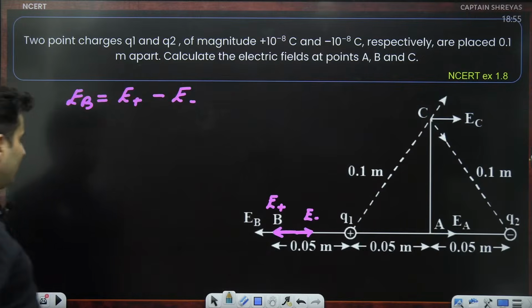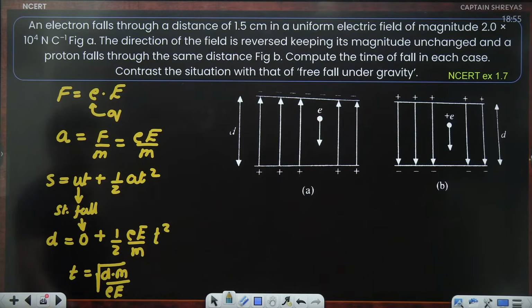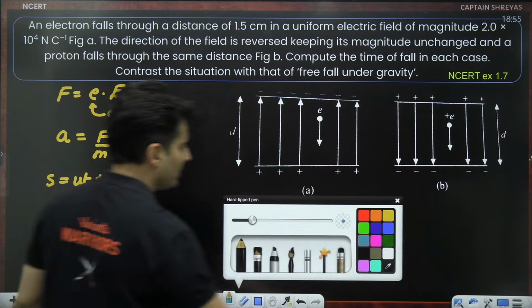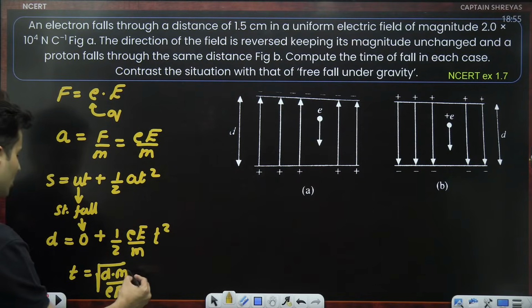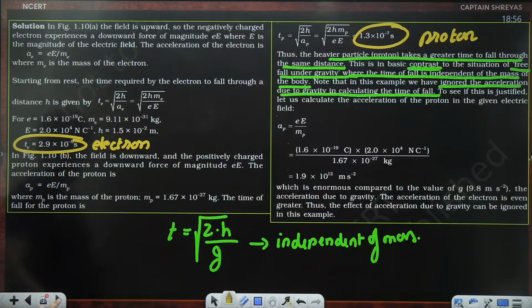We didn't consider half. Where? Oh, sorry. I think I missed that number too. Sorry, guys. That 2 should be there over here. That 2 into m into d, that 2 was there here. I think I missed writing that 2. Thank you for pointing it out.